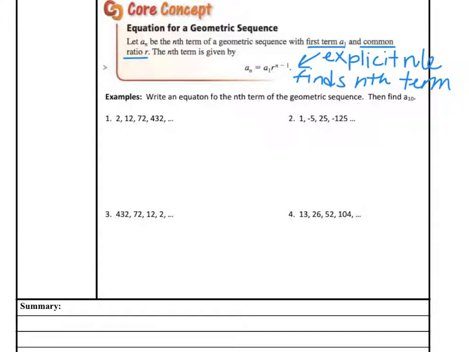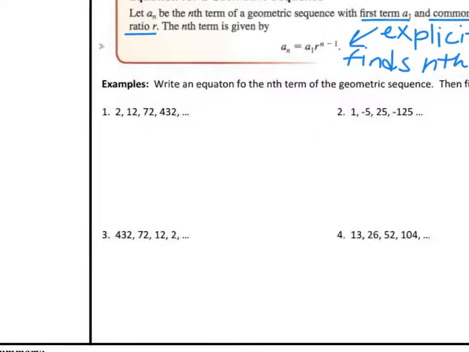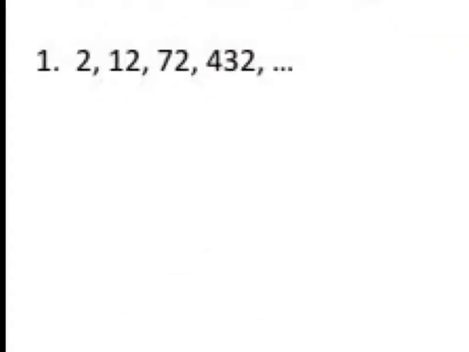So start by finding A1. We're going to find the nth term. We're finding the 10th term for all of these. Lucas, what's my first term? 2. And Kevin, what's my common ratio? What's it multiplying by? 6. Mm-hmm. So r equals 6. This is a common ratio. It's multiplying.